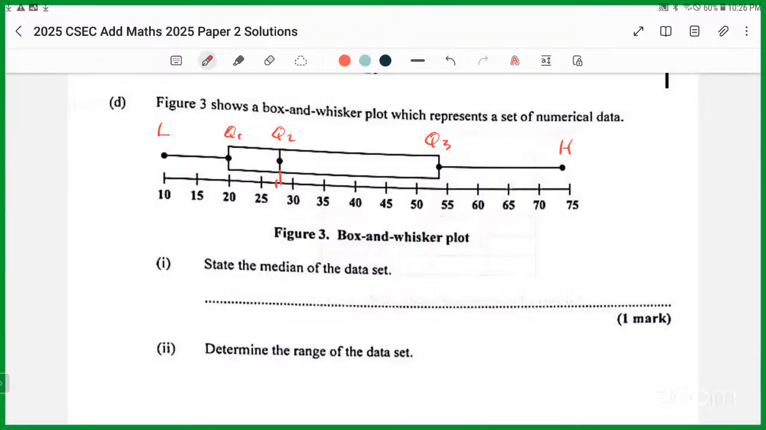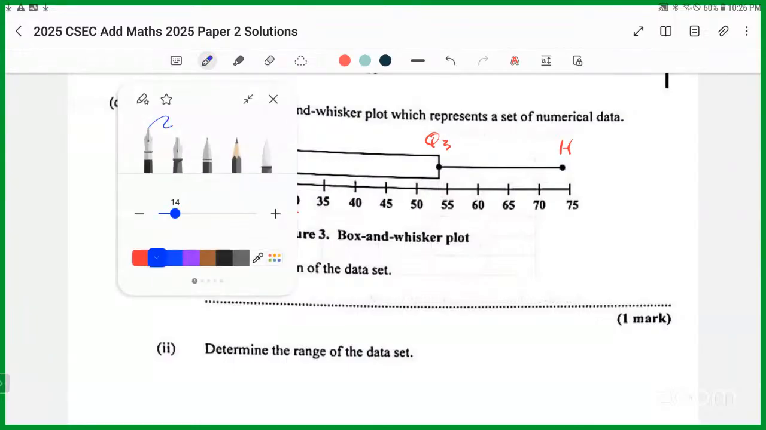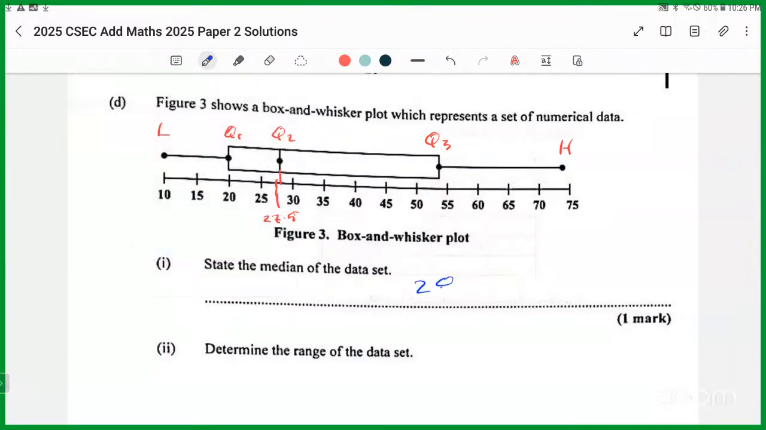Halfway between 25 and 30, we're talking about 27.5. It looks a little bit more to the right of the middle, so I'm going to say it's 28. Right in the middle is about 27.5 right here. So I'm going to say it's 28. And don't put any unit of measure either.